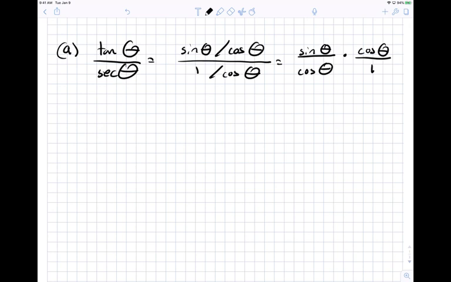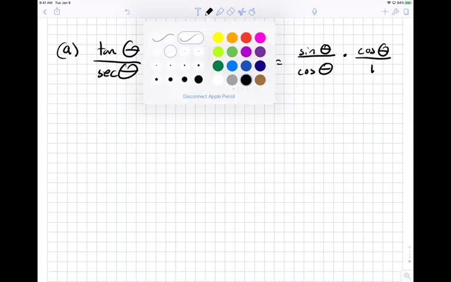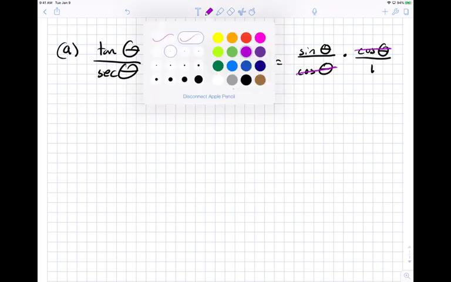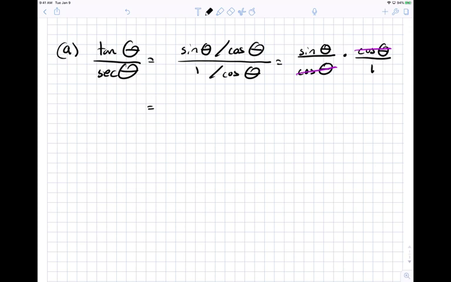What do we notice happens here? The cosine thetas cancel, and so that really boils down to just what result? Sine theta. See, I told you it's fun. I know we're just starting, because it always starts light, and then by the end of class, it gets really intimidating. But this is kind of how a lot of these go.